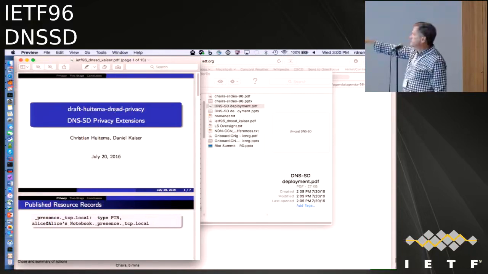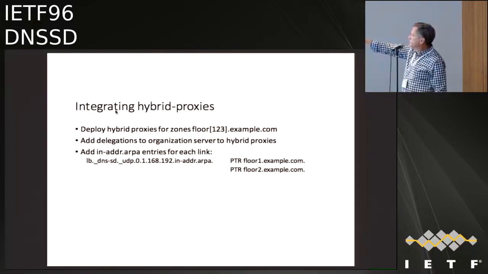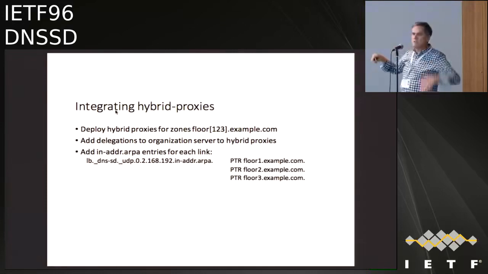Okay, so this is what happens for a device in subnet 192.168.1.0, which we assume is assigned to the first floor. A device in subnet 192.168.2.0 on the second floor gets all 3 search domains, and then the device on the third floor just gets floor 2 and floor 3.